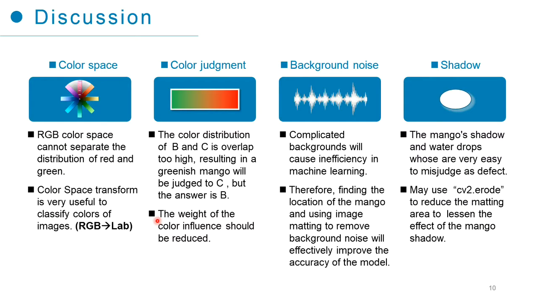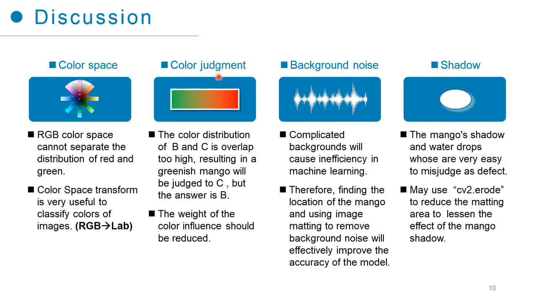Hi, I'm Yiping. In this project, we found there are 4 points that directly affect the color space's performance. Then we discuss them. The first one is color space. The traditional RGB color space cannot capture the distribution of red and green. So color space transfer is very useful to classify the colors of the image. This time, we changed RGB to LAB color space.